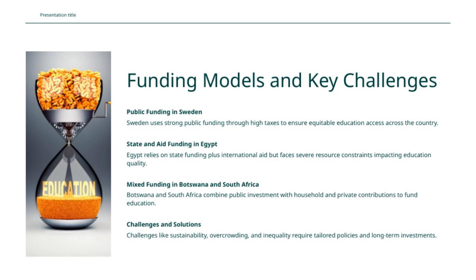In Botswana and South Africa, we see a different model: mixed funding. They combine public investment with contributions from households and private sources. This diversified approach can help expand resources, but it also raises questions about equality and access, especially if private contributions become a barrier for some students. Finally, no matter the model, countries face common challenges. Sustainability, overcrowding, and inequality are persistent issues that need tailored policies. Addressing these requires long-term investments and innovative solutions to ensure that education systems serve all learners effectively.